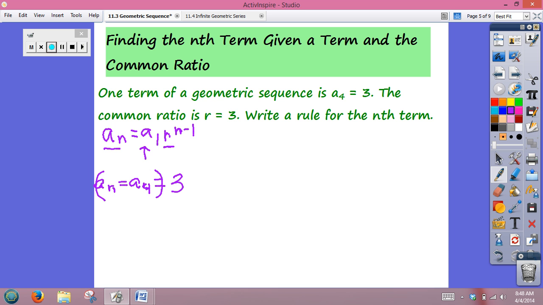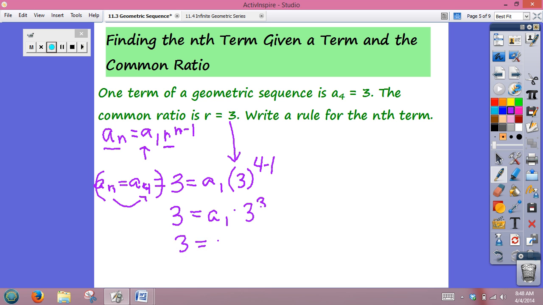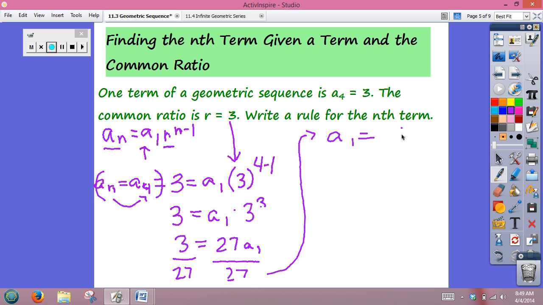So we get 3 is equal to a1 times our ratio 3 to the n minus 1 power, and we notice that n equals 4, so we have to the 4 minus 1 power. So if we simplify, we get 3 equals a1 times 3 cubed, which is 27. 3 equals 27a1. And if we solve for a1, we divide both sides by 27, and we get that a1 equals 1/9.